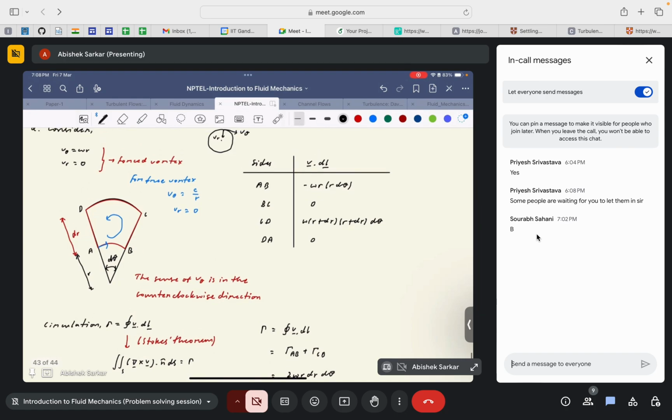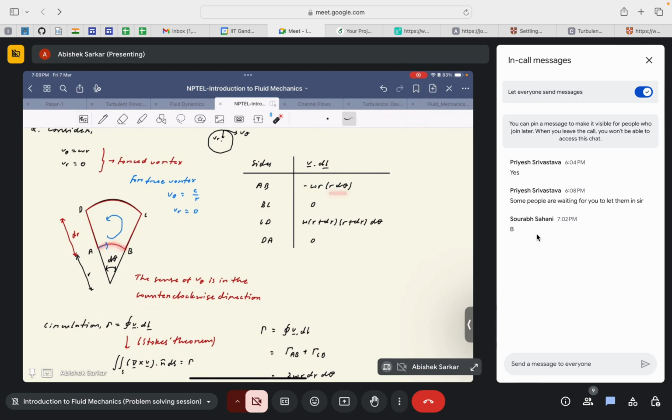It is easy because the radial component of velocity is 0, so the circulation along BC and AD would be equal to 0, as shown here. The only contribution comes from the tangential component of velocity along AB and CD. Along AB it is minus omega r dr. If we take the sense of v theta as counterclockwise, and we take the line integral in the opposite direction, the sense will be negative. So it is minus omega into r d theta, where r d theta is the arc length.